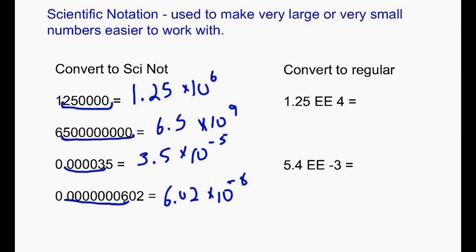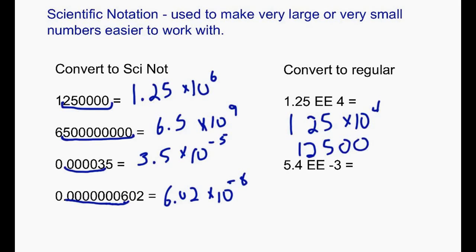The other one is to go, when you have it in scientific notation, to go back. So remember, your calculator quite often uses E or EE, depending on what brand of calculator. So this one just basically means 1.25 times 10 to the 4. So in this case, to make it regular numbers, we're just going to move the decimal place over 4 spots. We'd have 12500.